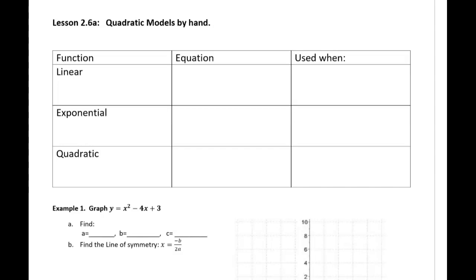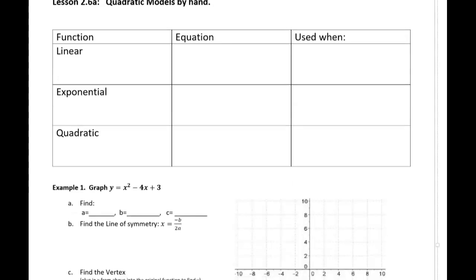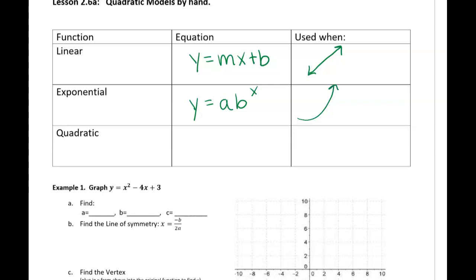Lesson 2.6a is finding quadratic models by hand. So far we've talked about linear models, which are y equals mx plus b in terms of their form. It's a line. We've done exponential, which is in the form y equals ab to the x, and these will either look like they're going like that, or they're decaying like that.